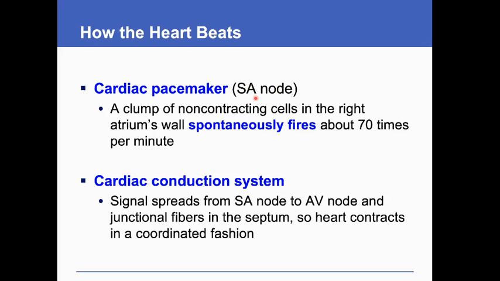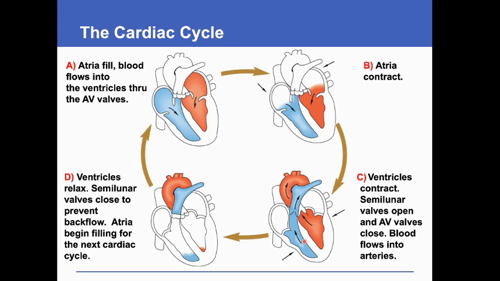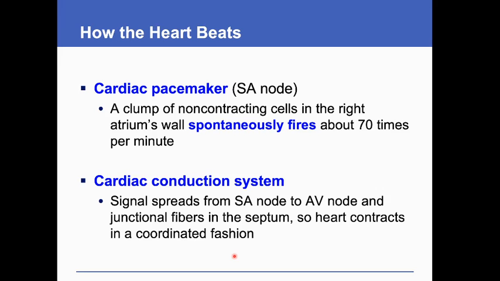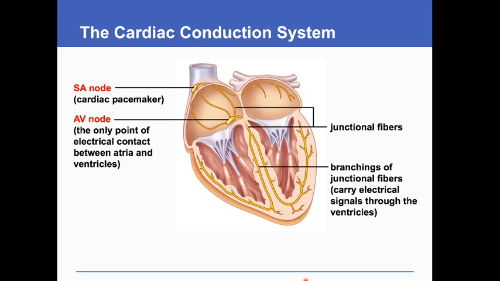We're going to have the SA node firing. We're going to have that signal travel to the AV node. We're going to have that signal travel down junctional fibers in the septum, and then you'll see that's going to cause the heart to contract not only in a coordinated fashion, but it's going to cause the ventricles to contract from the bottom up, sending blood up into these pipes. So here is the picture.